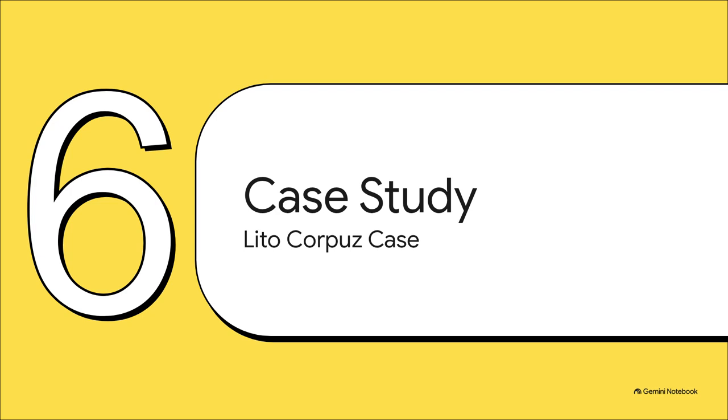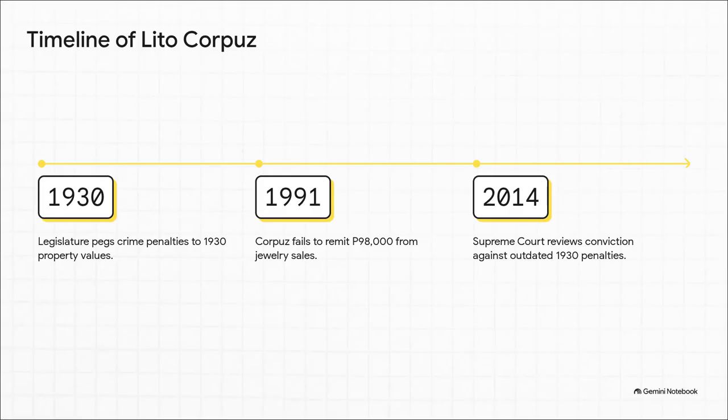To really hammer this home, let's look at part 6, our case study, Ledo Corpus versus People of the Philippines. This incredible 2014 Supreme Court case perfectly demonstrates the friction between a harsh law and the limits of judicial interpretation. Just look at this timeline. Back in 1930, the legislature pegged crime penalties to 1930 property values. Fast forward to 1991, Ledo Corpus fails to remit 98,000 pesos from jewelry sales. By 2014, the Supreme Court is reviewing his conviction.